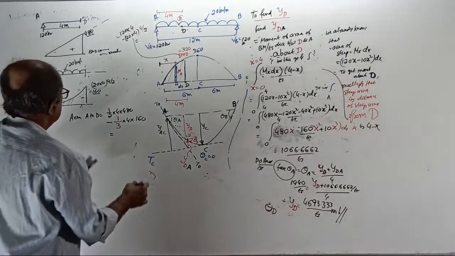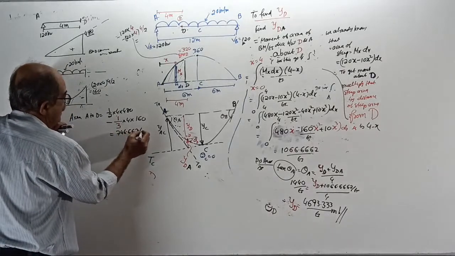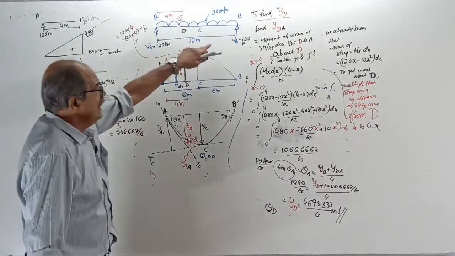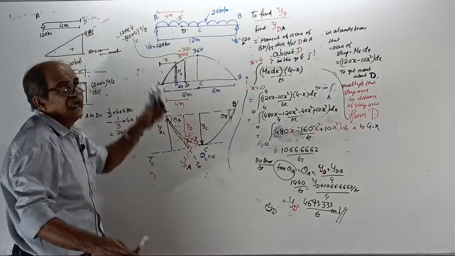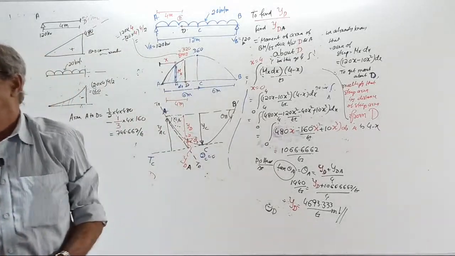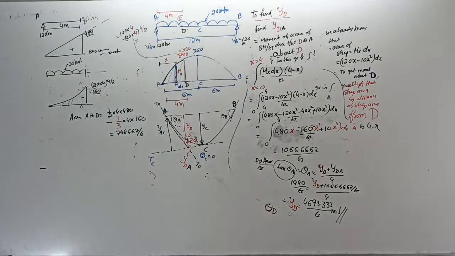746.667 by EI. Now tell me, earlier when I found theta D by integration, what area came? By integration, what area came?